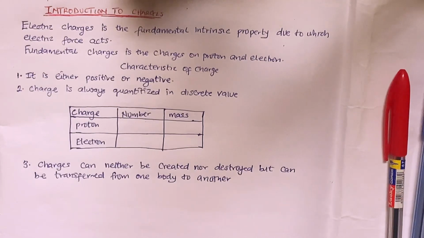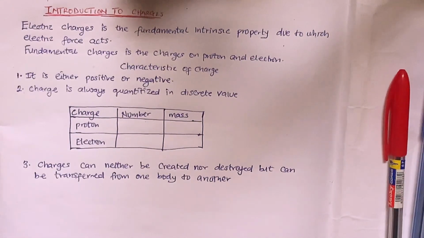Charges is always quantified in discrete value. What do they mean by quantified? Quantified means that you can express charges numerically. That is, you can calculate the amount of charges that flow along a particular path. Now, if they say something is discrete, discrete means something that is independent of other things of the same quantity. So the properties of charges are that it is either positive or negative, and it is always quantified in discrete value, as you can see.